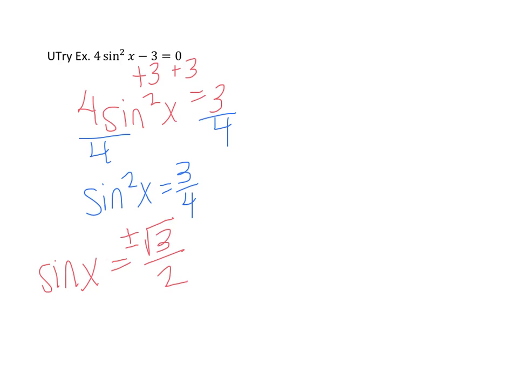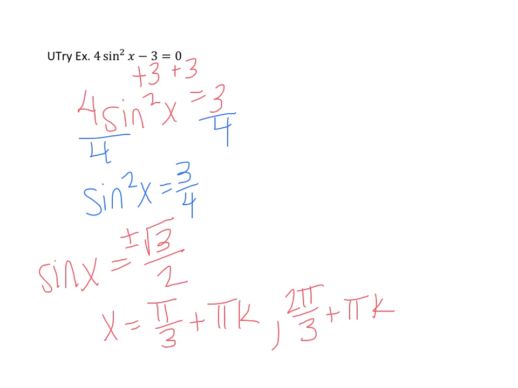Where is that on the unit circle? You should have yours out so you can be looking at it. Sine is my y-coordinate. Where is my y-coordinate radical 3 over 2? That happens first at pi over 3. It's going to happen in all 4 quadrants, so I'm going to do pi k to include quadrant 3. And it also happens at 2 pi over 3 plus pi k to include the angle in quadrant 4 as well.